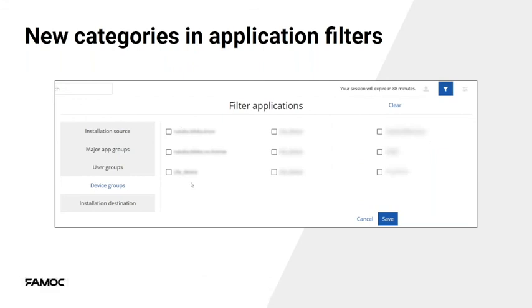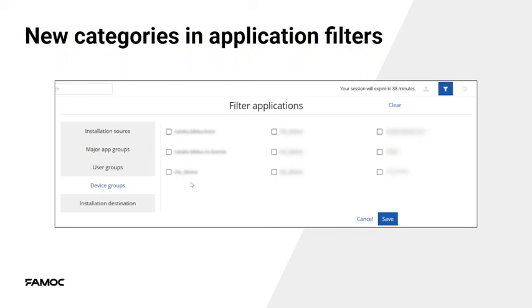Also, there are new categories in application filters. If you search for a specific application, you can use a filter button in the top right corner, and you will have a possibility to filter applications by user groups and device groups. Previously, you had a possibility to filter the applications by installation source, major app groups, and installation destination. And now you can base the filter on the device groups or user groups that the application was assigned to.